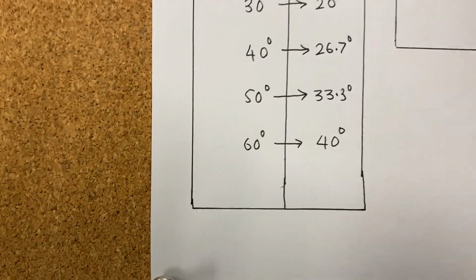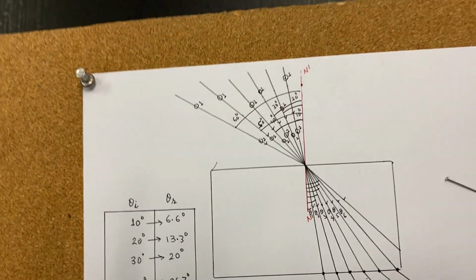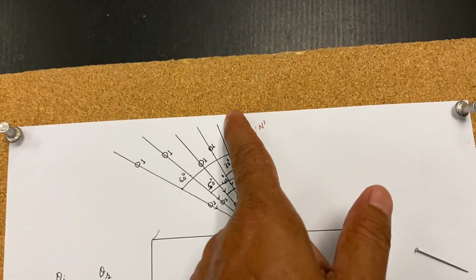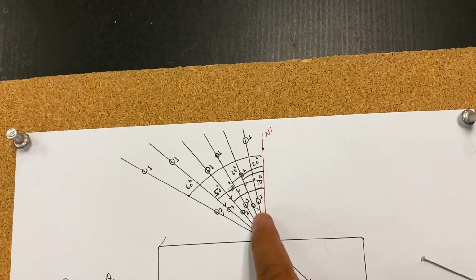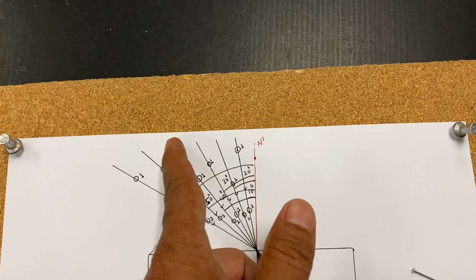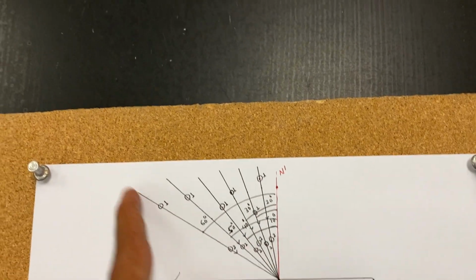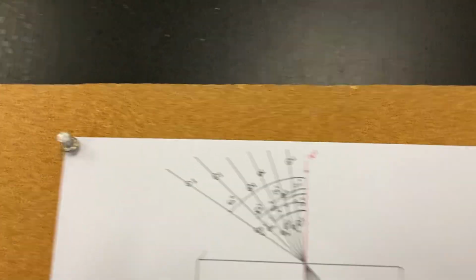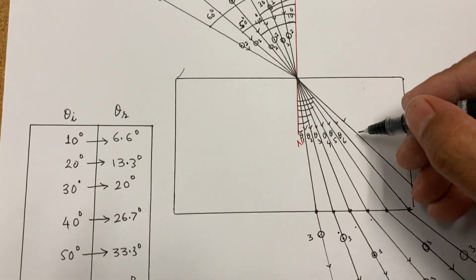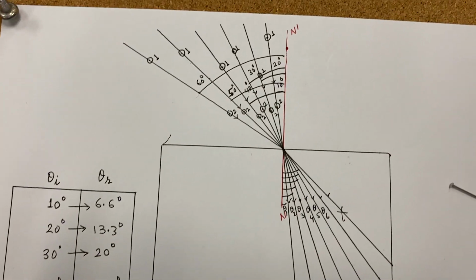And then I draw, look here, you can see 10 degree, the first line, this line 10 degree, the second one is 20 degree, the third one is 30 degree, and the fourth one is 40, 50, 60. Please ignore this one. You don't have to worry about this. I didn't do this.